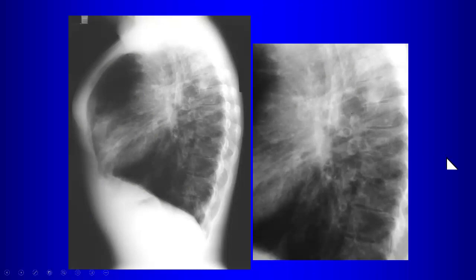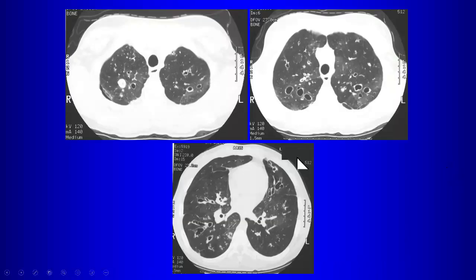So in a young person with bronchiectasis, our first thought is going to be cystic fibrosis. Okay? So here you can see the bronchiectasis very nicely. What is this thing? What is this nodule? That's a mucus plug, right? And when that's coughed out, you're left with these areas of bronchiectasis.